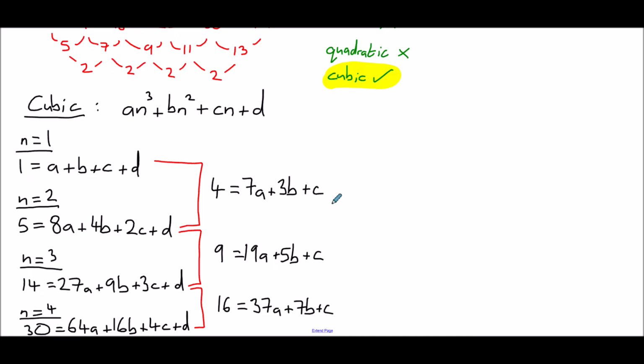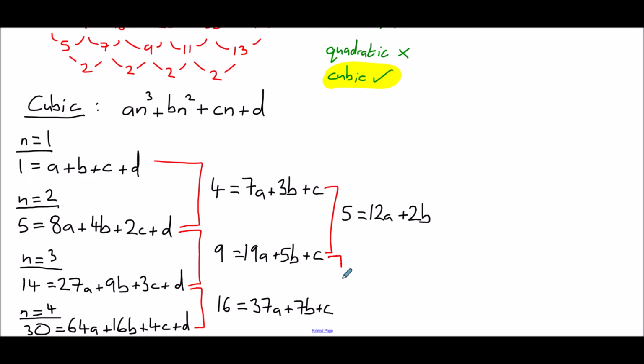Now let's hone in on these two and subtract the top away from the one below. So we're going to do this equation, subtract this one. So 9 take 4 gives us 5. 19a take away 7a gives us 12a. 5b take 3b gives us 2b, and the c's cancel. So we're making progress slowly.